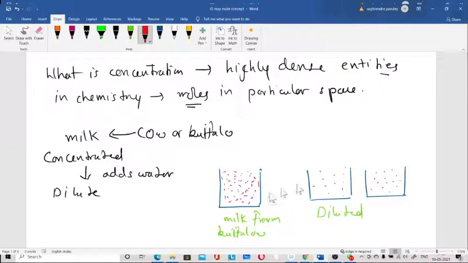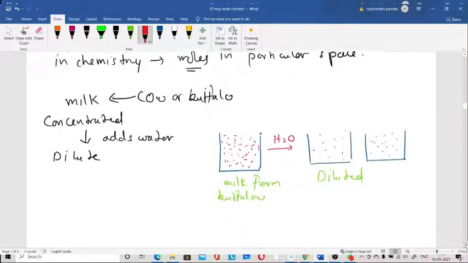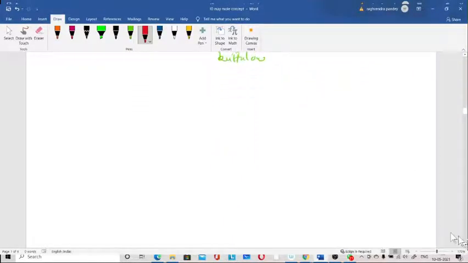Concentration is opposite to dilution. That is the basic thing, all of you know that. I just want to make you understand what concentration and dilution are. When we add water, its concentration becomes less. Concentration is measured in several forms. There are several definitions, several physical quantities you can take to measure the concentration terms.